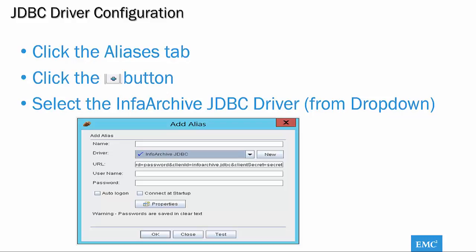Okay, to finish configuring the JDBC driver, we'll click the Alias tab, click the plus button next to that, and then select the Info Archive JDBC driver that we just created, and you'll get a dialog like you see here. Let's go ahead and do that.